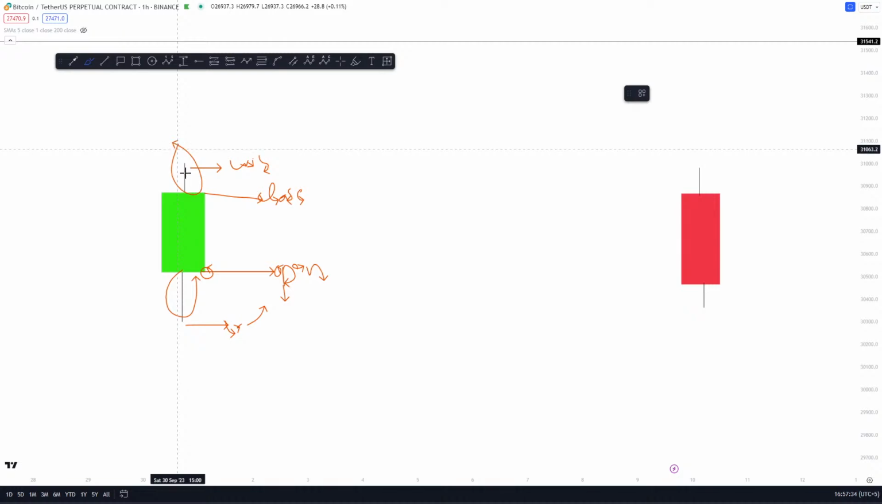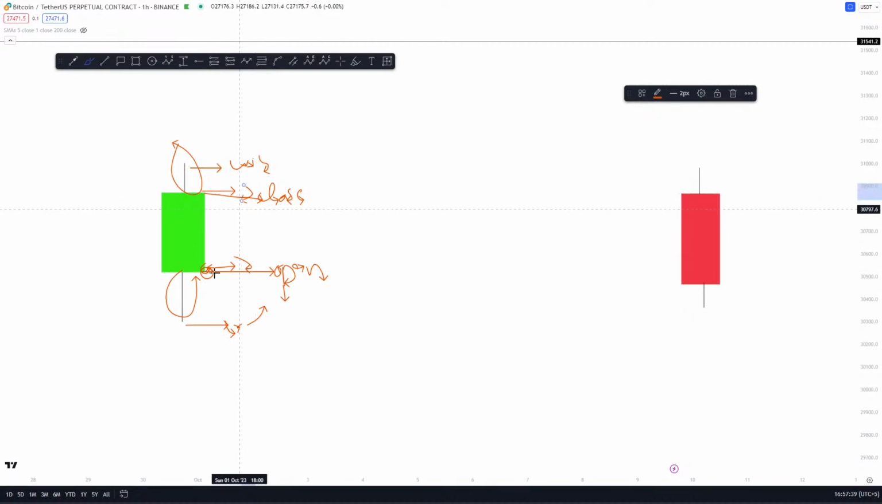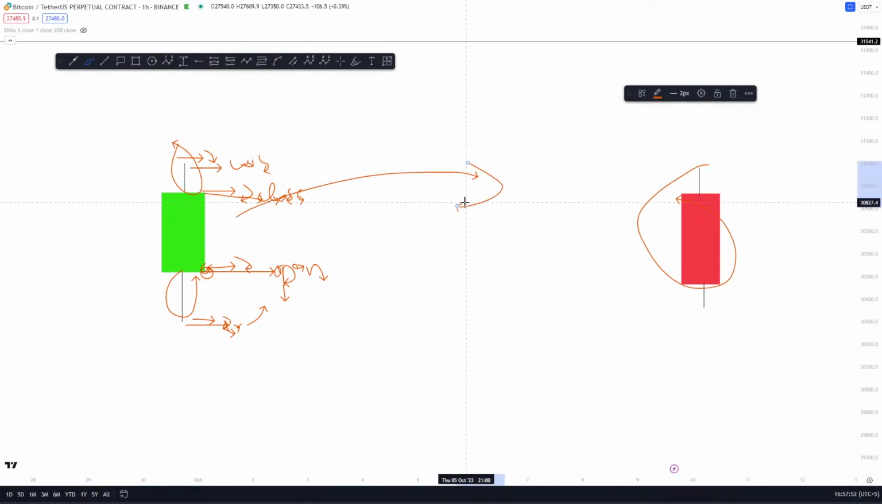So a bullish candle opens from here. This zone is called open, and this zone is called close, and this zone is called low, and this is called high. So this is the bullish candle methodology, how it opens, how it closes. Okay, so in a bearish candle, the opposite of bullish is happening.